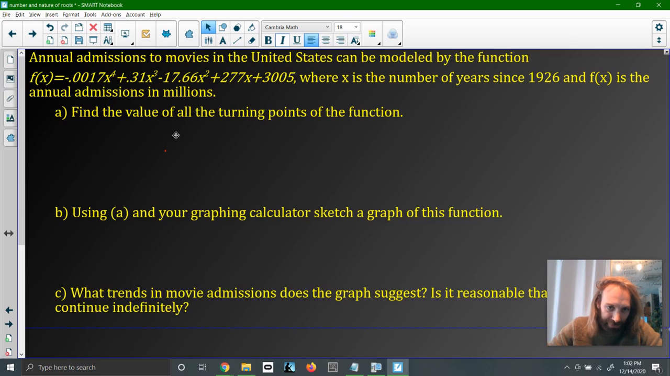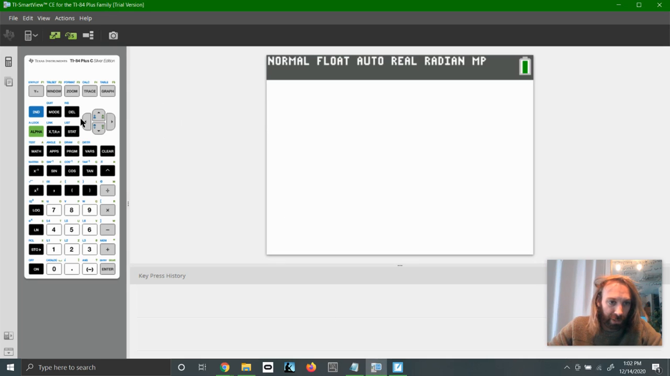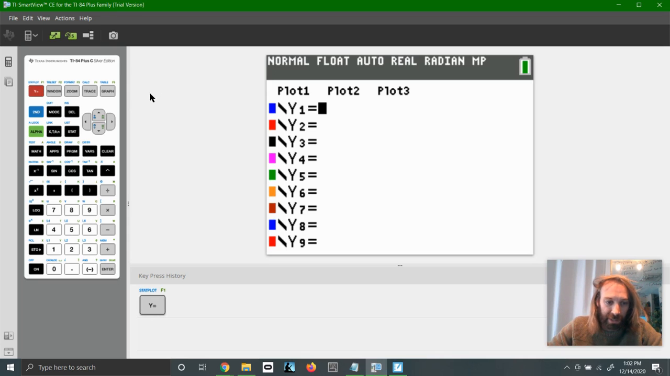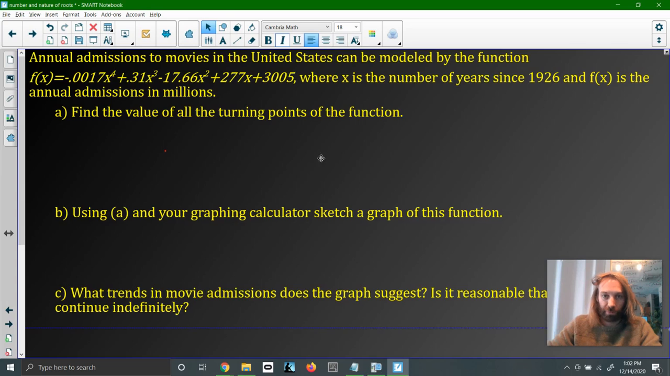So a lot of times in real world problems, you're going to get these crazy numbers, and the methods that we've done so far for finding roots and things like that can be kind of tough. So I wanted to talk about how we can use our calculator to help us answer this. What I'm going to do first is go over to my TI-84 emulator and type in that equation.